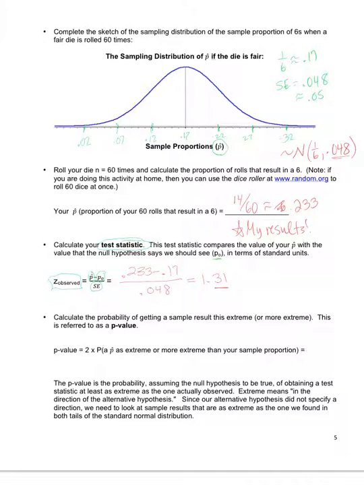All right, next up, calculate the probability of getting a sample result this extreme or more extreme. So as big as I found or bigger. And what this is referred to is a p-value. So the p-value is going to be measuring our surprise.